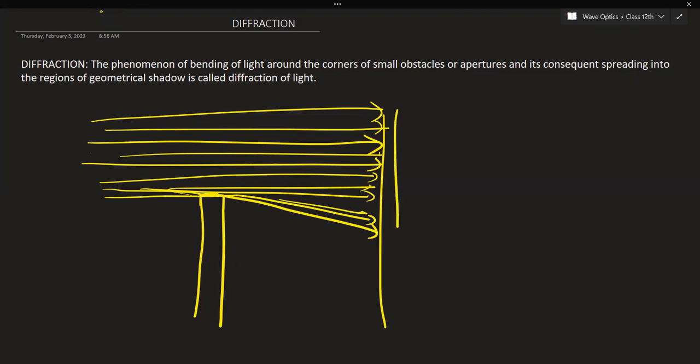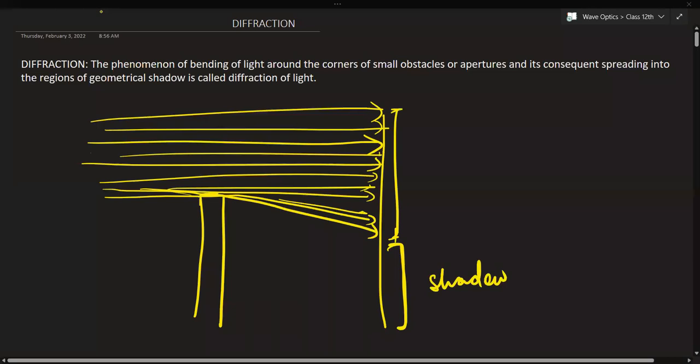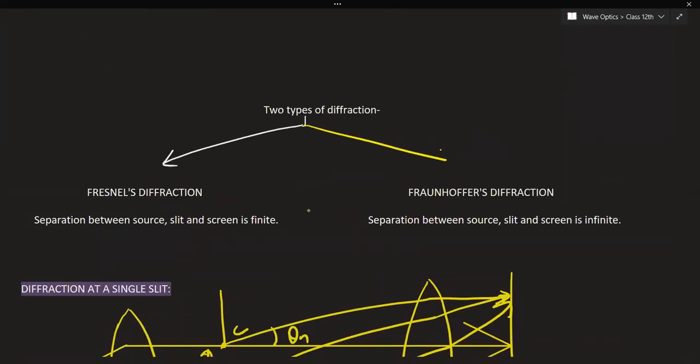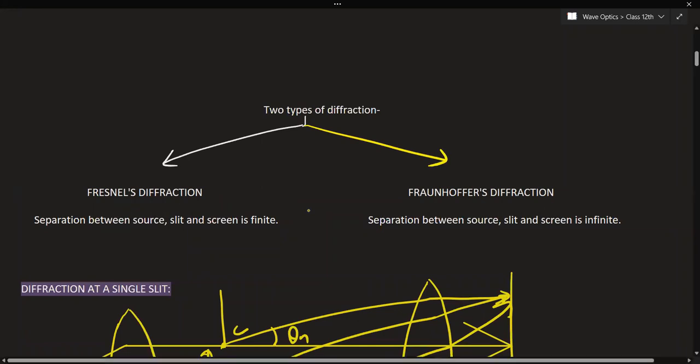Wherever you have the light, this will be the light part. The part which is deficient of light is known as the geometrical shadow. So diffraction is the phenomenon of bending of light around the corners of small obstacles or apertures and its consequent spreading into the regions of geometrical shadow. Now there are two types of diffraction. One is Fresnel's diffraction, another one is Fraunhofer's diffraction.